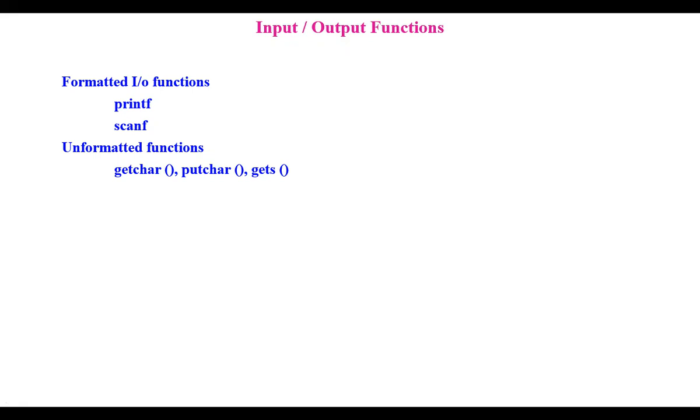Similarly, we have another type of functions called unformatted functions. We'll see the meaning of what is formatted and unformatted clearly later. getchar and putchar: getchar is to get the information from us, and putchar is giving out the character as output. Similarly, gets is to get the data. So here we are going to see the output first. Let us talk about the output.